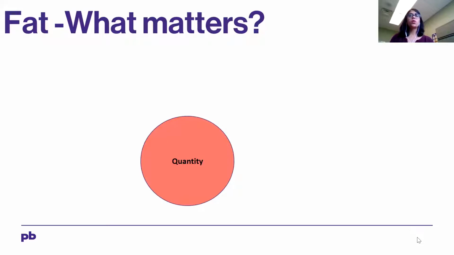The first one is the quantity of fat. When we're talking about quantity in an obese person, it means you have too much fat compared to other tissue types in the body. But it is also important to know that too little fat is also not good for you, and it can also cause cardiovascular and metabolic problems, as in the case of lipodystrophies.